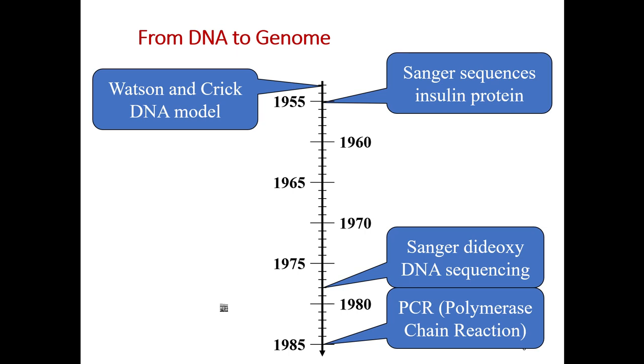Then in 1985, PCR was invented. PCR stands for polymerase chain reaction, right? So the polymerase chain reaction was invented by Kary Mullis. And again, he received the Nobel Prize for this invention of PCR. Now, these are the events that took place in the field of molecular biology, okay?